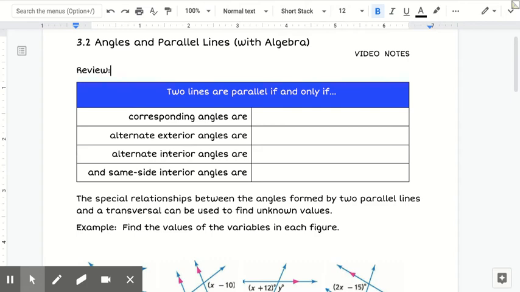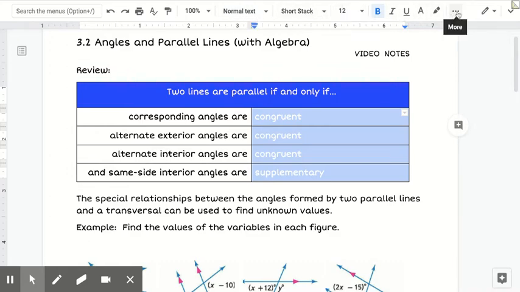Today we're looking at angles and parallel lines, and there's going to be a little algebra involved in this one. As a quick review, two lines are parallel if and only if corresponding angles are congruent, alternate exterior angles are congruent, alternate interior angles are congruent, and the same side interior angles are supplementary. All of those conditions have to be satisfied.